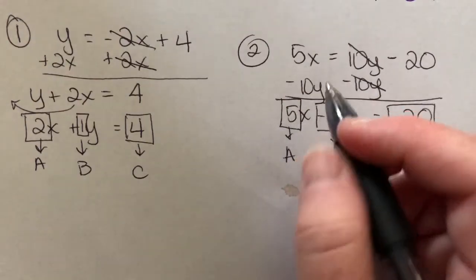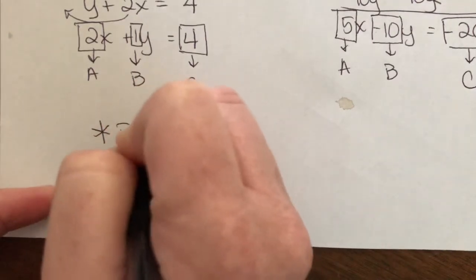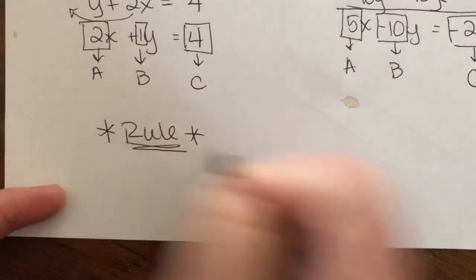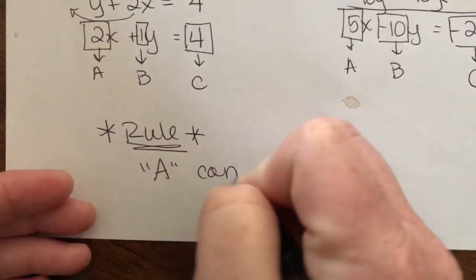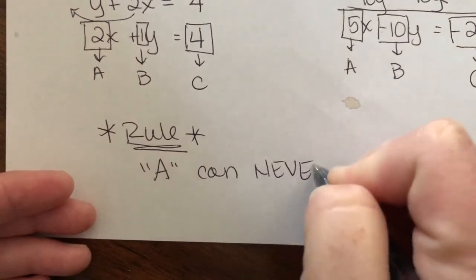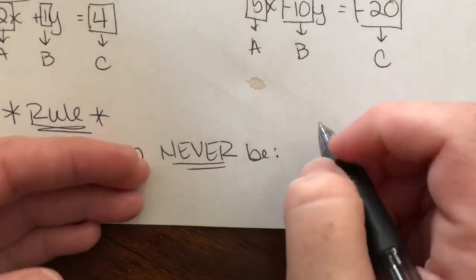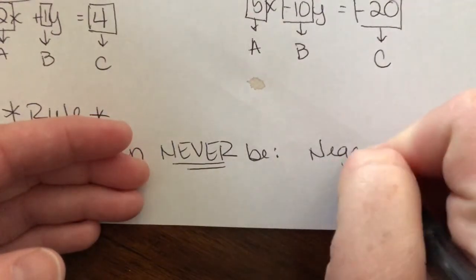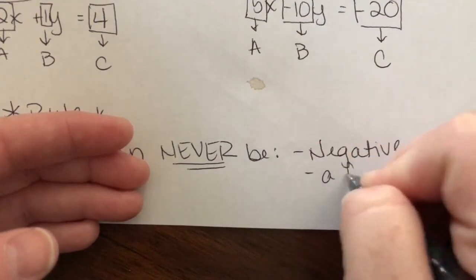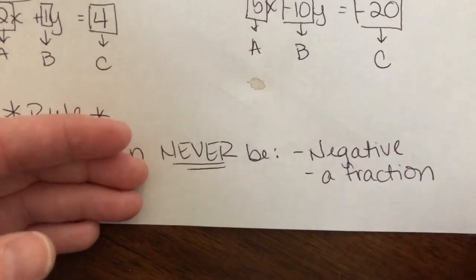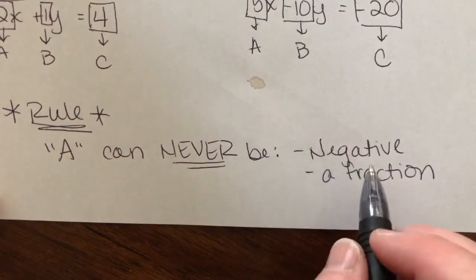I have a rule now that we're going to look at. Okay, here's the only rule for all of this. Rule: A, the number in front of x, can never be negative, and it can never be a fraction. So A, the number in front of x, can never be negative or a fraction. Can't be either one.